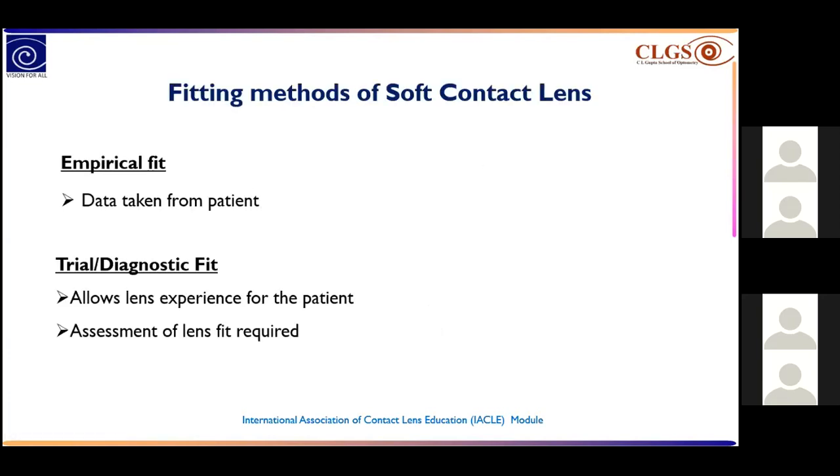There are two types of fitting which we usually follow during the contact lenses trial. One is empirical fit and another is trial or diagnostic fit. In the empirical fit, we have to take the data from the patient, like base curve, diameter, and the power of the contact lens, power of the spectacles, and accordingly we order directly from the company. And in the trial or diagnostic fit, we allow the patient to experience the contact lenses, and we also assess the fitting, and accordingly we order the lenses.